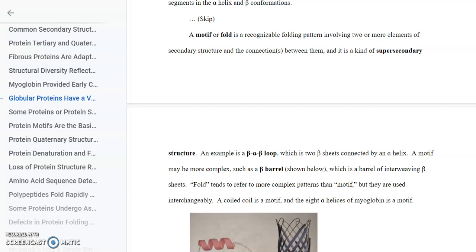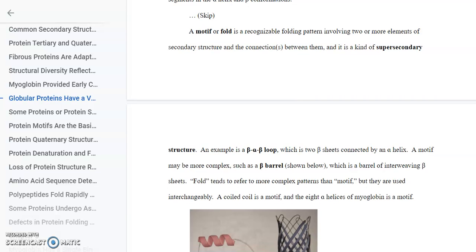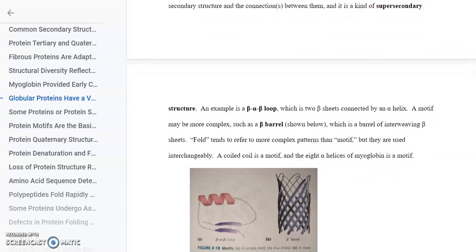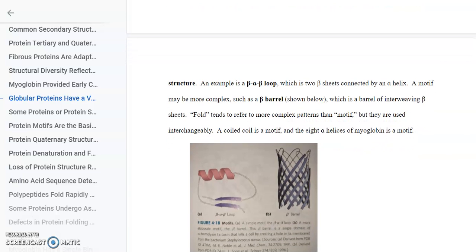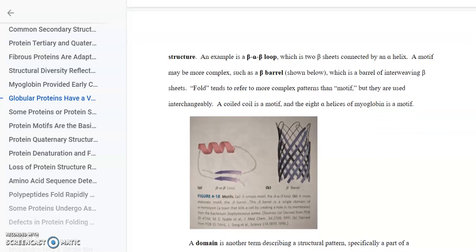A motif or fold is a recognizable folding pattern involving 2 or more elements of secondary structure and the connections between them, and it is a kind of supersecondary structure. An example is a beta-alpha-beta loop, which is 2 beta sheets connected by an alpha helix.